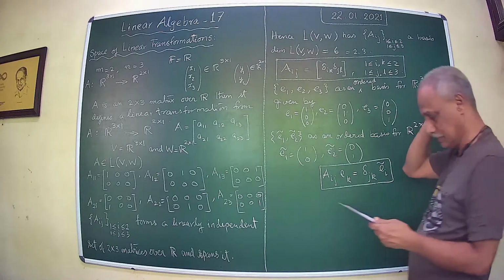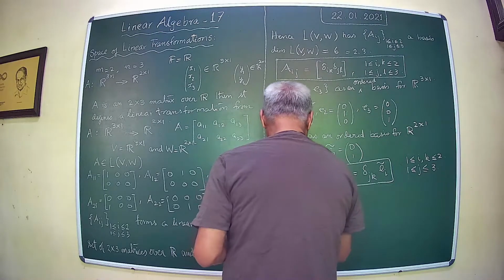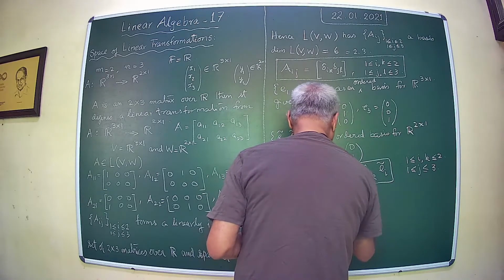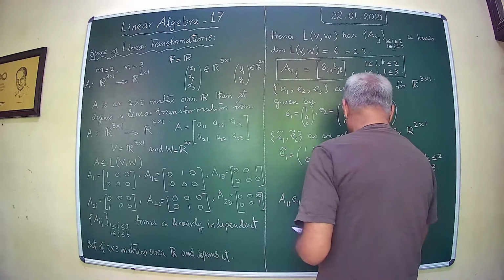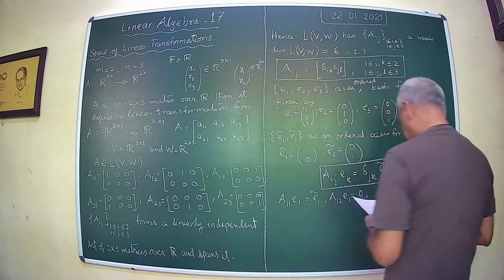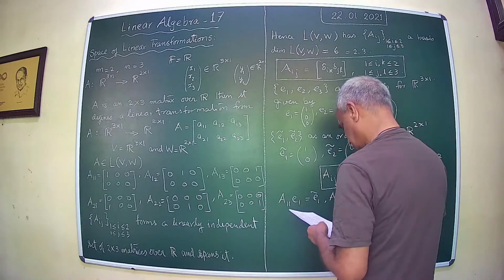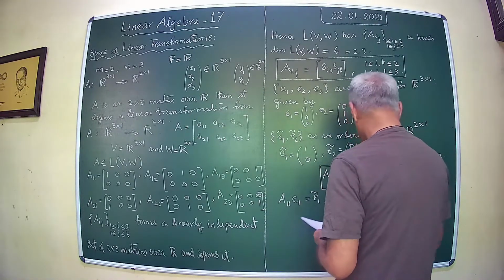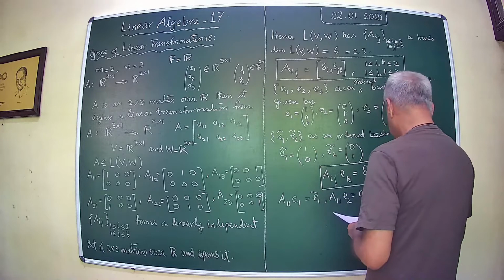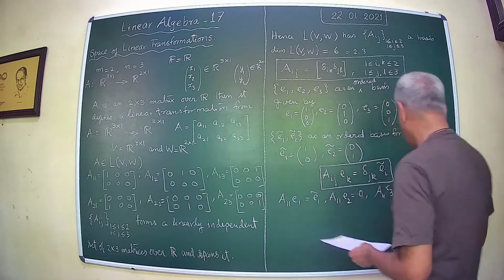In fact, what you have is that, for example, A11 E1 equal to E1 tilde, A12 E1 equal to 0, A13 E1 equal to 0. So this is in the short form, etc.